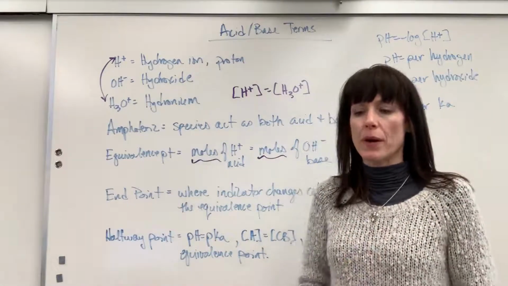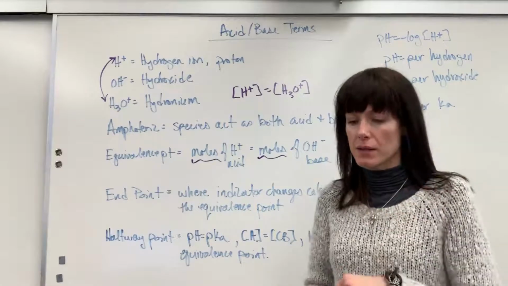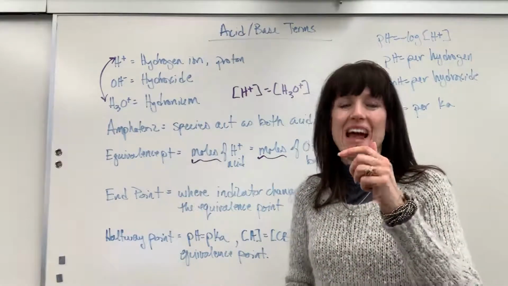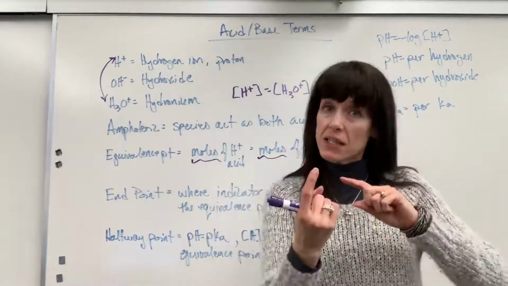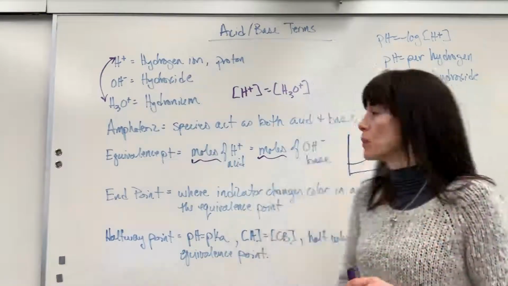The end point, this is where an indicator will change color. You might go from, let's see, a yellow to a green, and that green tells you that you've reached the equivalence point. When you actually see the color change, that's called the end point.